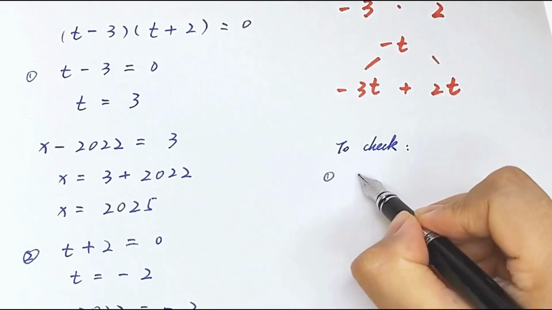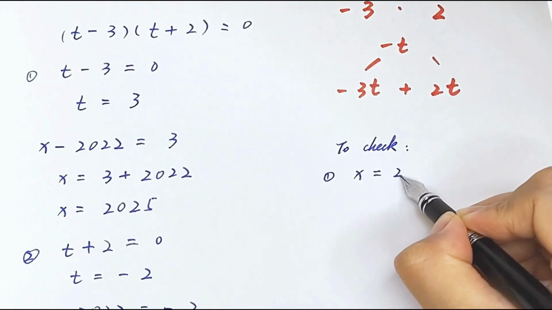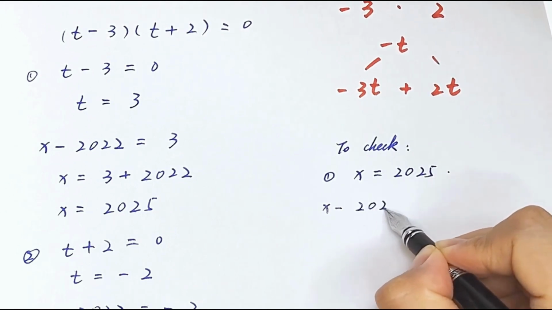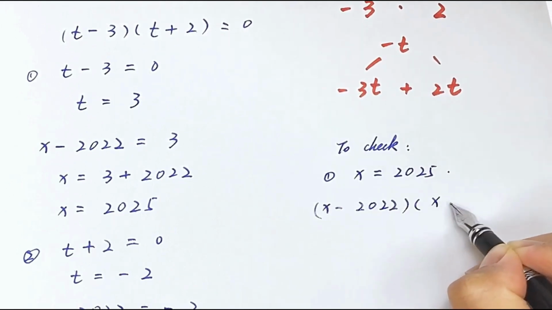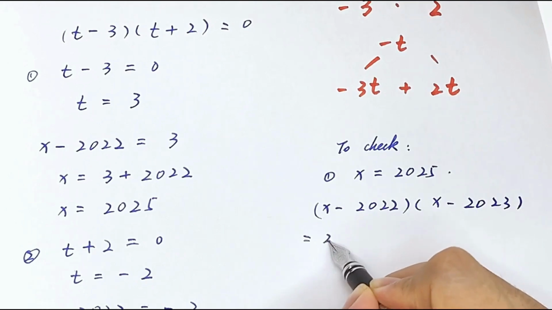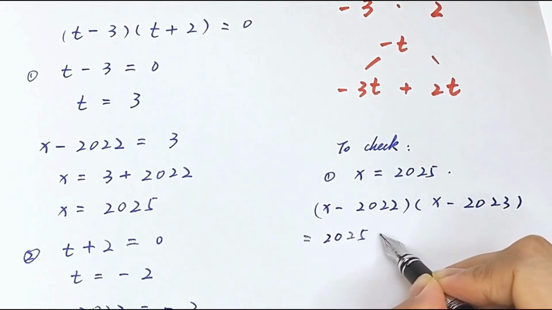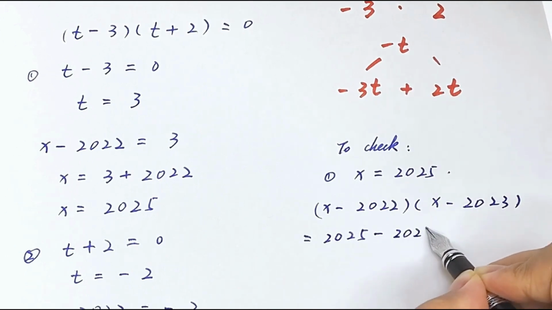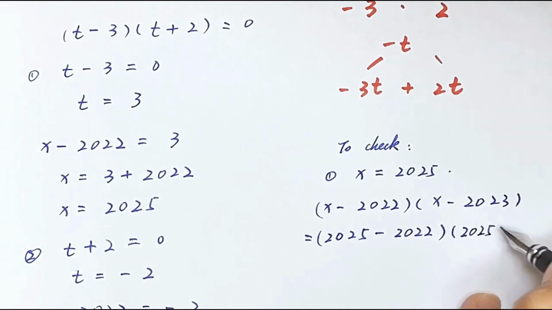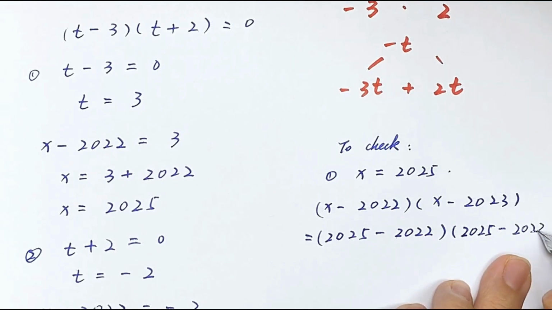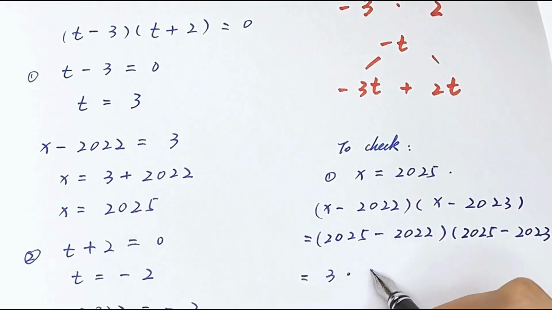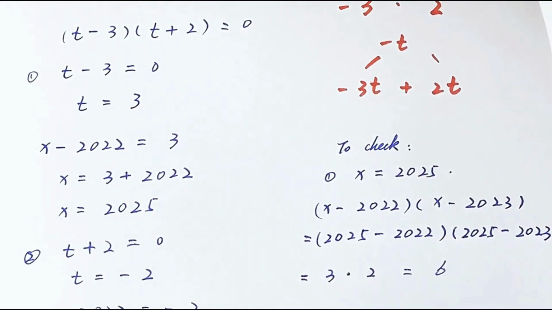The first, when the value of x equals 2025, (x minus 2022) times (x minus 2023) equals (2025 minus 2022) times (2025 minus 2023) equals 3 times 2 equals 6.